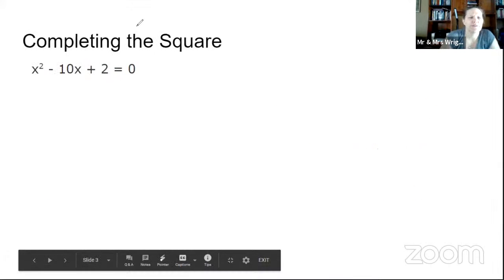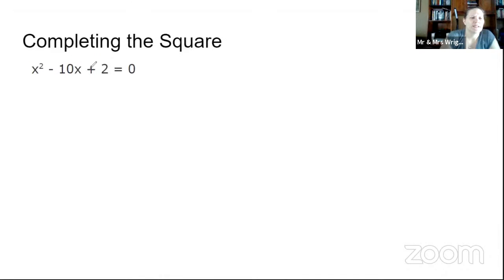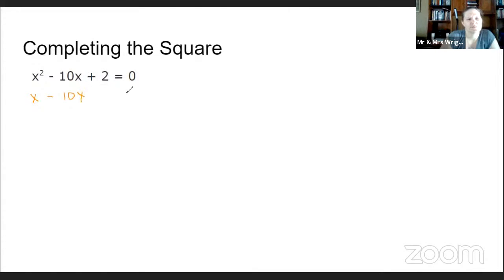So let's look at another one here. x squared minus 10x plus 2 equals 0. This one's going to have a negative. So if I look at my b, in this case, it's negative 10 divided by 2 equals negative 5. Now, this is going to be an important number later on for us. So let's highlight that and then square it, and it equals 25. Negative 5 times negative 5 is 25. So I'm going to add 25 to both sides.